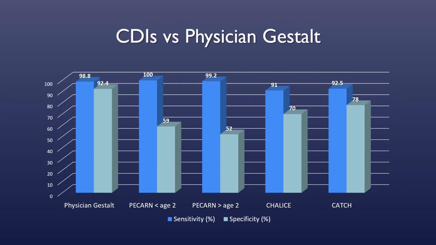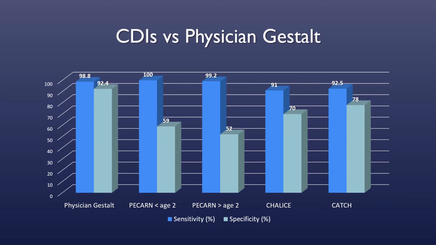However, it was the physicians' gestalt that actually won the day. The physicians picked up 158 of 160 injuries on the initial visit, with the second two injuries being found on the second visit, and neither of them required any surgical intervention, for a 98.8% sensitivity. So I think that we can say that the PECARN tool worked because it was the most sensitive, but I don't think that we can say that it actually outperformed clinical judgment.